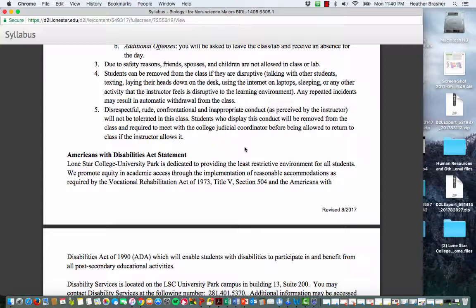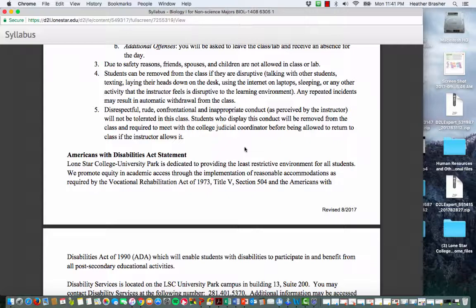So if I perceive that you're being inappropriate, confrontational, rude, or disrespectful at all, I will take you outside. We will have a conversation. And if I cannot get you to stop being that way, I'll just kick you out of class and we'll be done with it. And you essentially could meet with a college judicial coordinator, and you will not be allowed back in the class until I say it's okay. And so there will have to be major changes at that point.